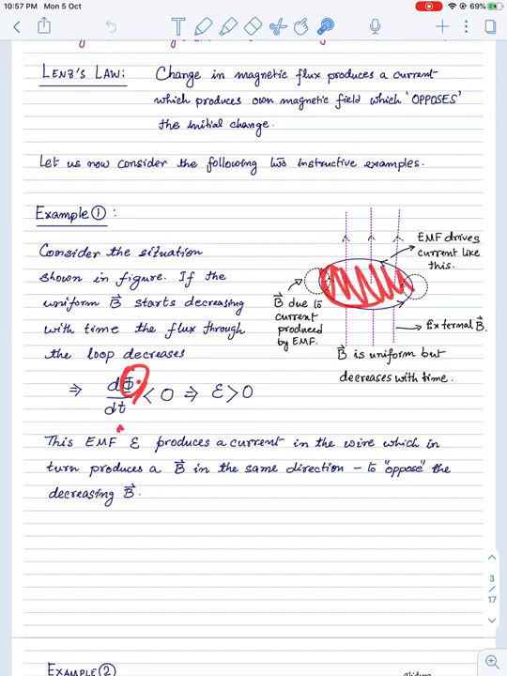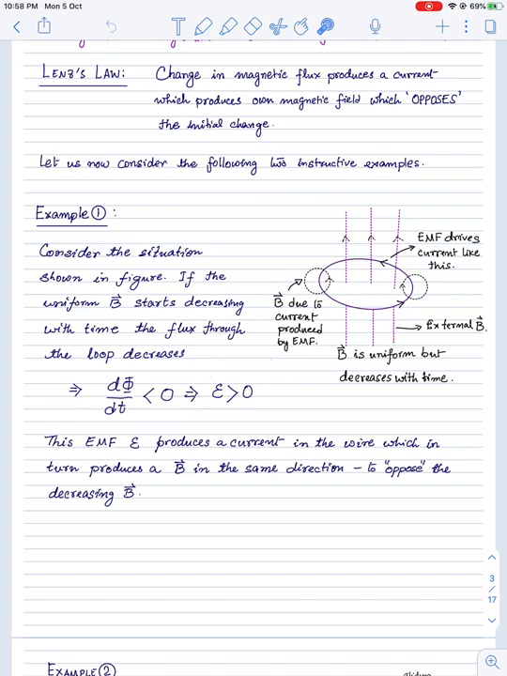Okay, so the magnetic field starts decreasing, and therefore the flux of the magnetic field through this surface enclosed by this loop also starts decreasing. So d phi dt is less than 0, which says that phi is decreasing with time. Now that would imply that there is an EMF which is greater than 0, and this EMF would drive a current through this loop. This current is going to produce a magnetic field in this direction, which opposes the decrease and tries to increase the magnetic field in this direction. Okay, so that is the statement of the sign.